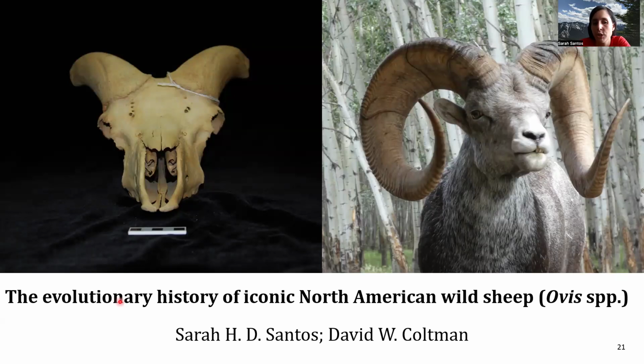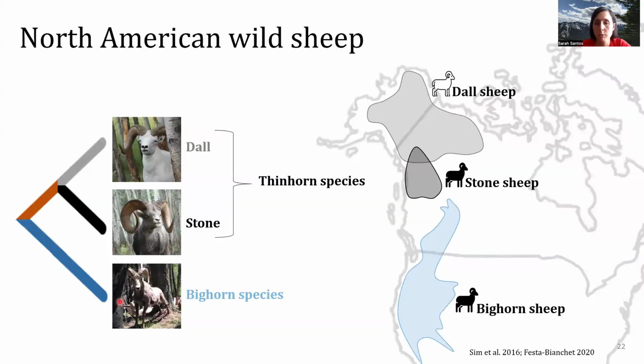So with wild sheep here, that's my project for my PhD, where I have David Coltman as my supervisor. And in this project, we have both contemporary and fossil record DNA. So the first part of this presentation, I have summarized some of the results that I found. I'll just mention the living or the contemporary sheep. Basically, we have thinhorn and bighorn sheep as the North American species.